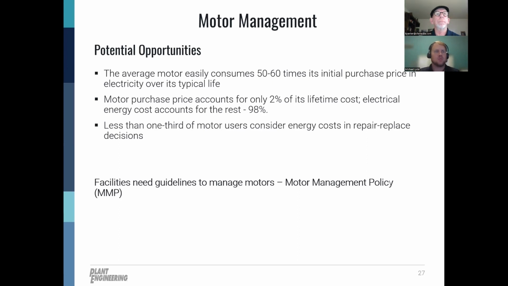Another tidbit, we're estimating about less than a third of end users consider energy costs when looking at new motors or making the decision to repair or replace a failed motor. Hopefully by the end of this training, that number is going to go up for those watching. Hopefully everyone that's watching would be considering overall energy costs and lifetime costs for their purchasing decisions.